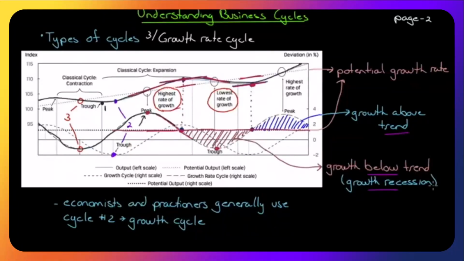Economists and practitioners generally use just the second definition of a business cycle, a growth cycle. The classical view, like we said, is not very useful. And it just adds another layer. It just adds the derivative of the growth cycle. So we can define the business cycle in terms of a growth cycle, or you can define it as the first derivative of a growth cycle.